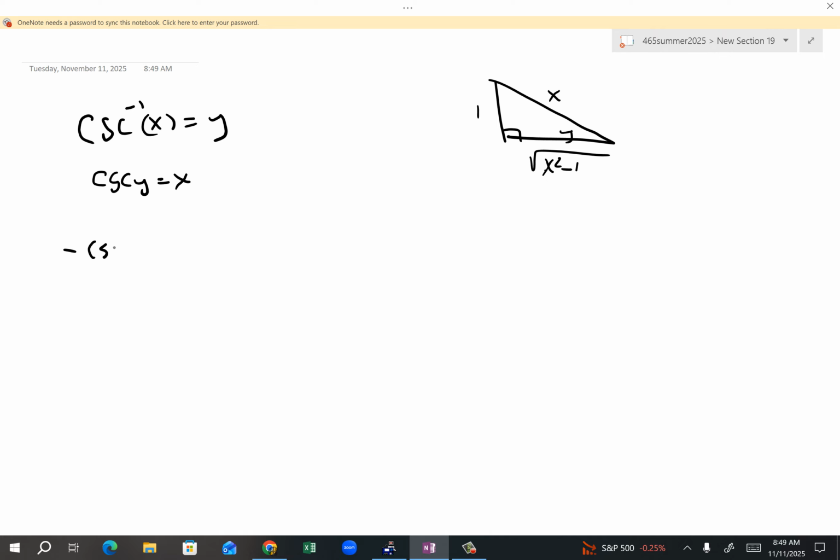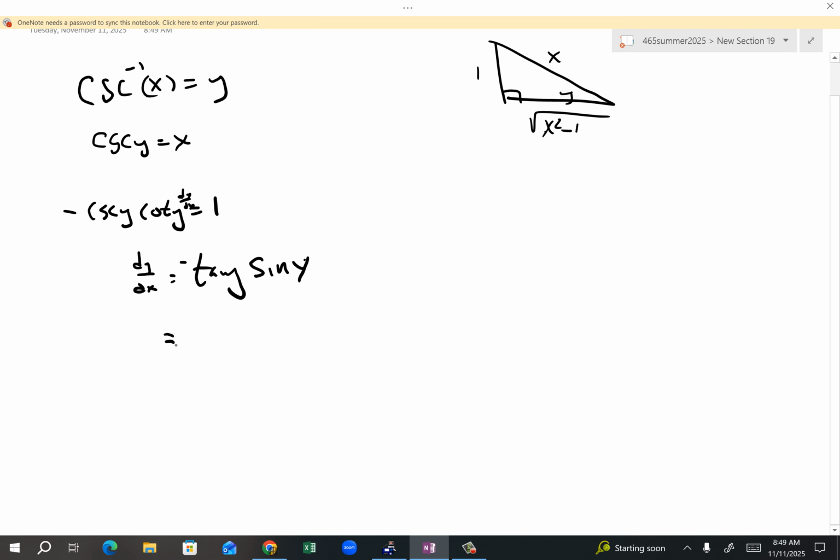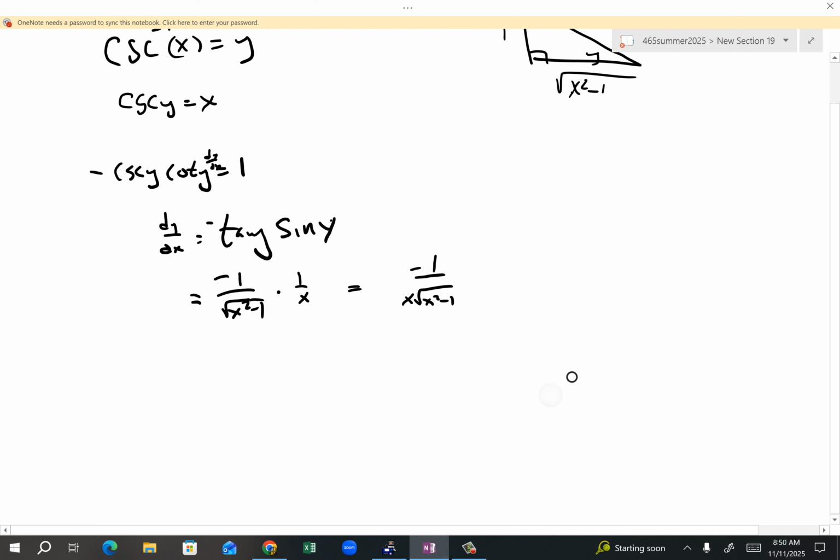That's going to be negative cosecant cotangent dy dx. And so dy dx equals 1 over cotangent, which is tangent, and 1 over cosecant is sine. Negative. What is the tangent here? The tangent is 1 over the square root of x squared minus 1 times the sine, which is 1 over x. So in other words, it's going to be negative 1 over x square root of x squared minus 1. I say that because we're going to have to use it momentarily.